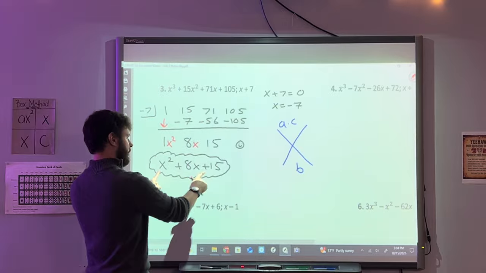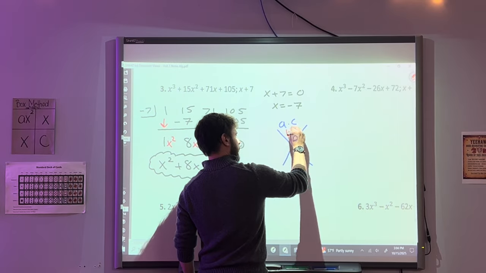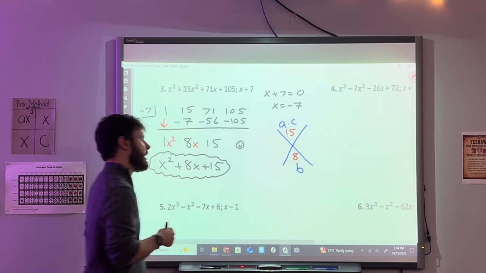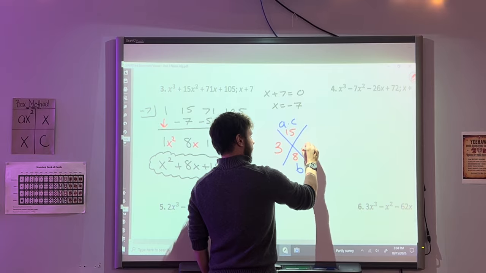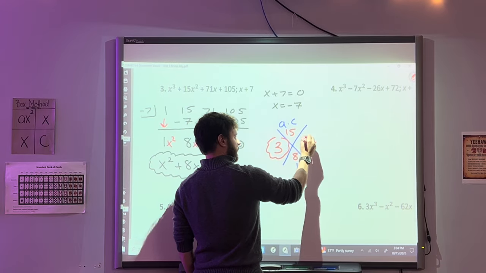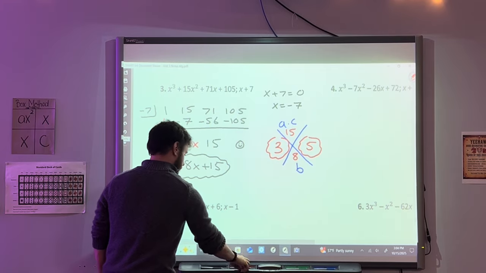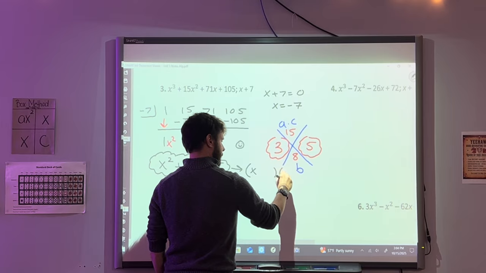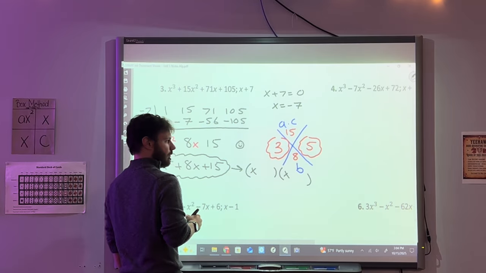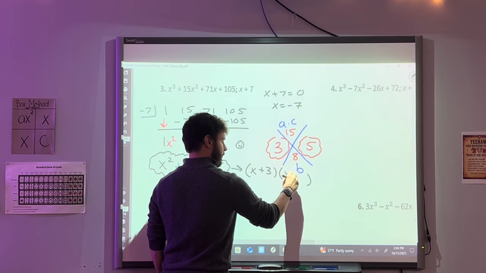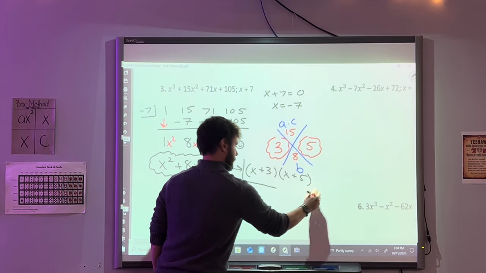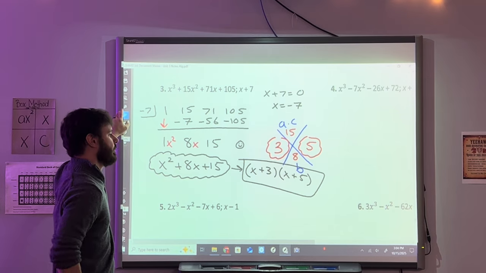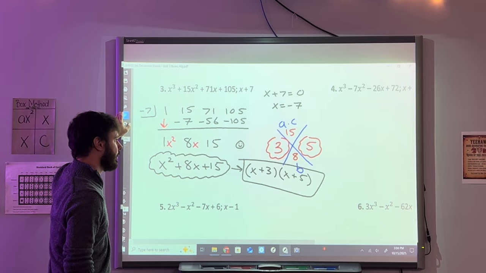numbers multiply, let's see, a times c, that's 15. This is 8. What two numbers multiply to make 15, add to make 8? 3 and 5. These numbers go into a form. Plus 3 plus 5. That's it. Are any of these any kind of harder?